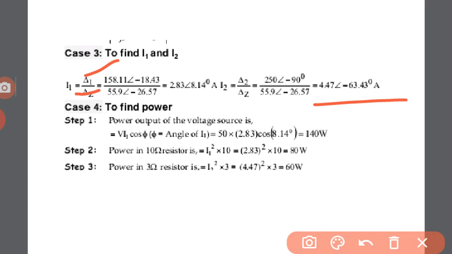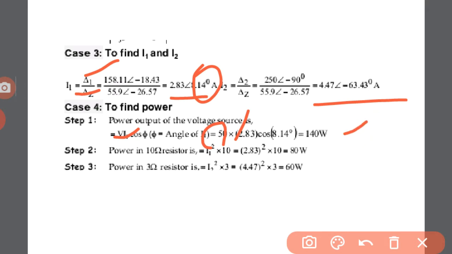To find the power: the power at the voltage source, average power, is V I cos phi, where phi is the angle of I1. The voltage source is 50, and the current flowing through is I1, with the phase angle being the current angle. The total power is 140 watts.